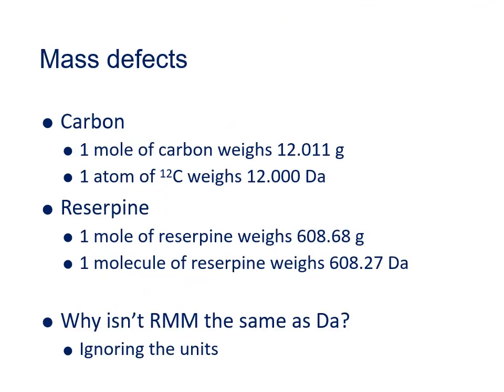You'll probably remember from your organic chemistry studies that one mole of carbon weighs 12.011 grams. But I've just defined the Dalton such that one atom of carbon-12 weighs exactly 12 Daltons. Similarly, one mole of reserpine weighs 608.68 grams, but one molecule of reserpine weighs 608.27 daltons. So ignoring the units, why isn't the relative molar mass the same number as the molecular mass?